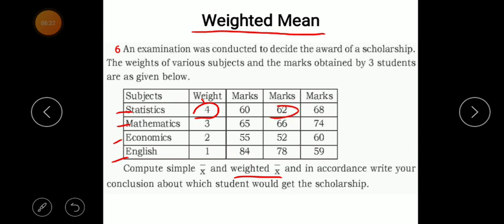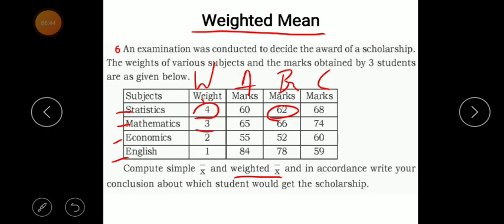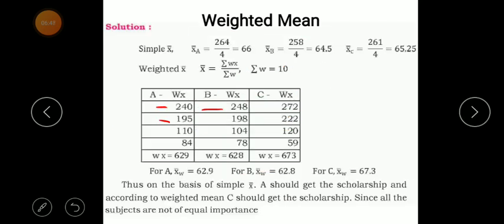4 multiplied by 62. Now this is a, this is b, and this is c. Student a, student b, student c. For student b, this is w and this is x, right? So w into x, that is 4 into 62, that is nothing but 248. Next, 3 multiplied by 66, that is nothing but 198, and so on. Similarly for c also you have to find out.